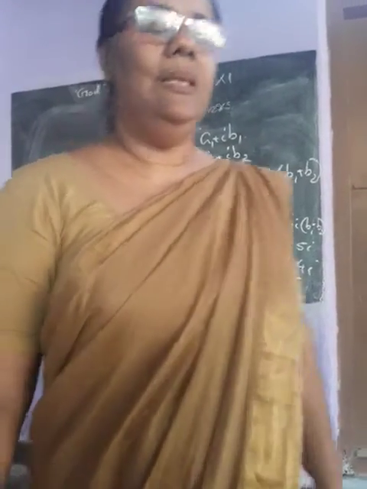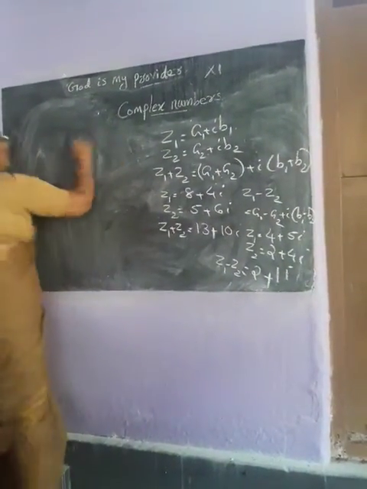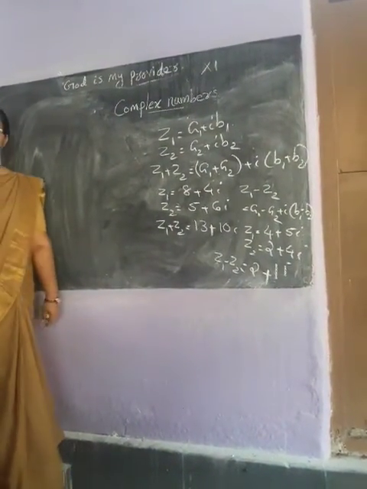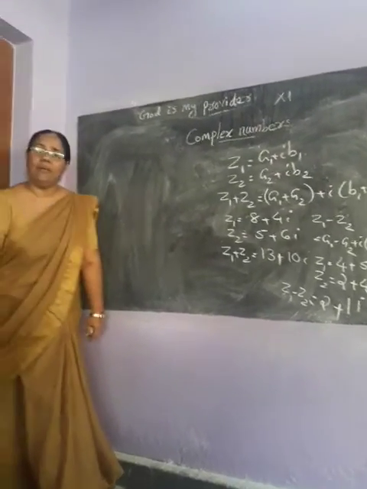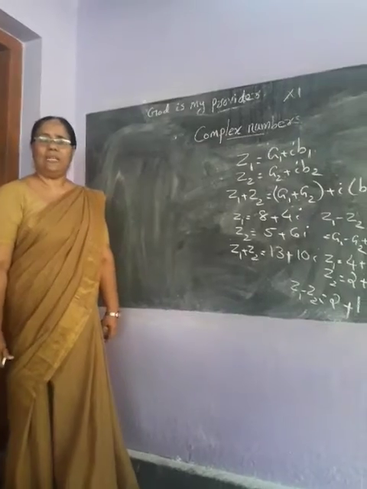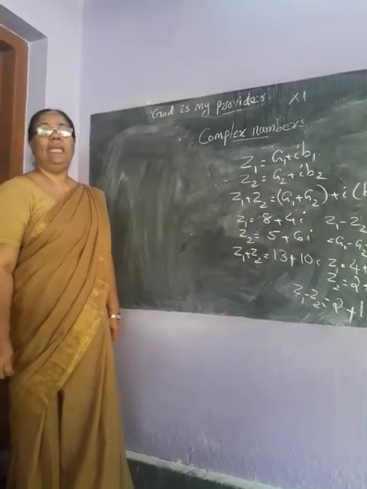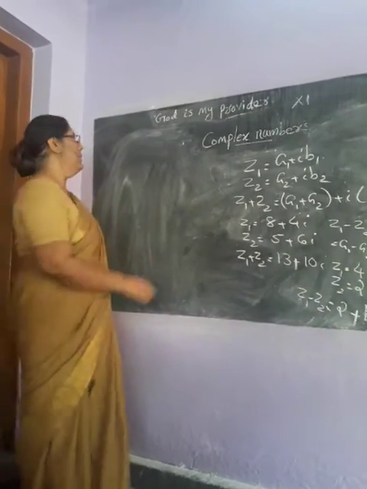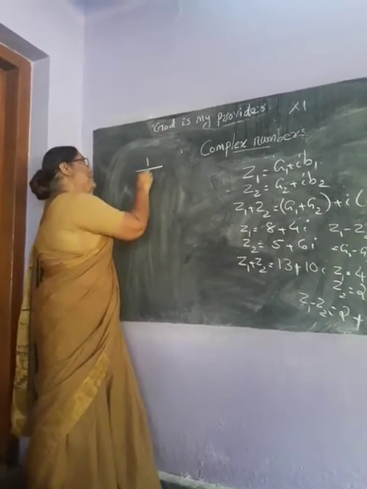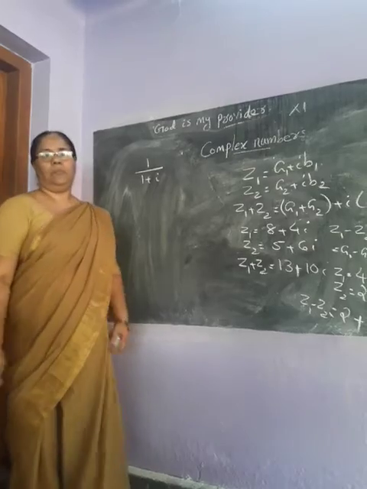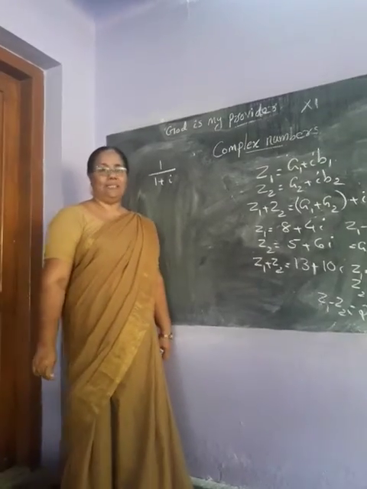Now, next one is: write the following questions in the form A plus iB. Question is 1 by 1 plus i.